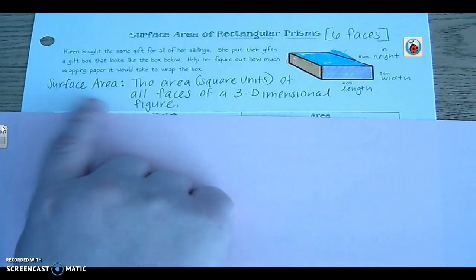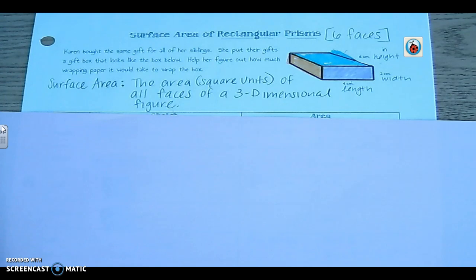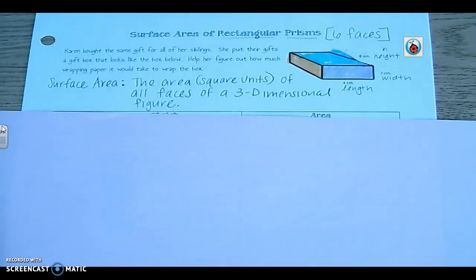Surface area is the area, and remember area is calculated in square units. So it's the area of all faces of a three-dimensional figure. In this case, we're going to be using a rectangular prism.